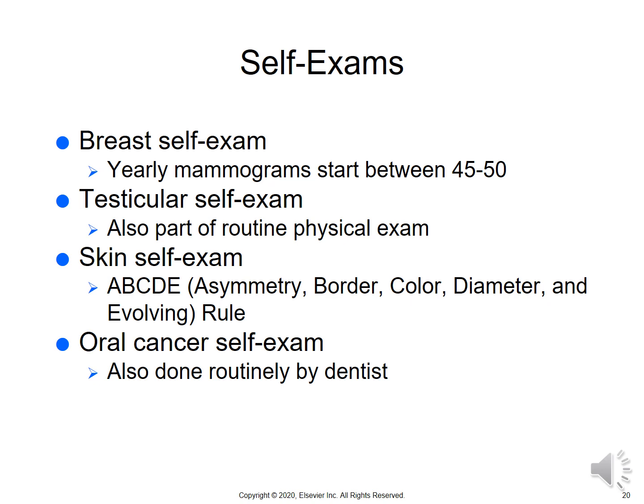So for example, breast self-exams are recommended every month. Yearly mammogram recommendations start between the ages of 45 and 50. Now, these are general guidelines based on a patient's family history and risk factors. The guidelines may change a little bit based on that individual's needs.